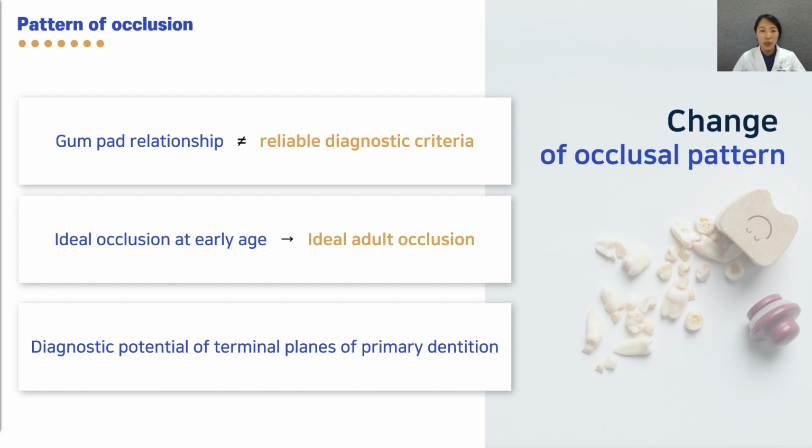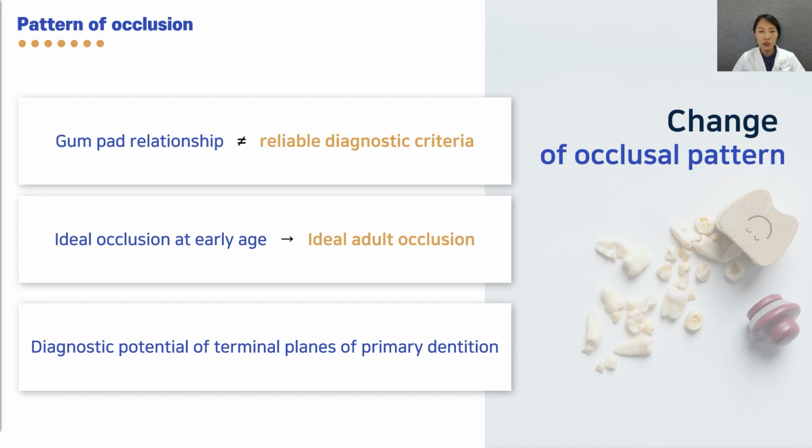Gum pad relationships before primary teeth eruption cannot be used as reliable diagnostic criteria in predicting permanent dentition relationship. However, by 3 years of age, the relationship between maxilla and mandible is well established, and the overall occlusal pattern does not change significantly thereafter. So, ideal occlusion at a young age predisposes to an ideal adult occlusion to a considerable extent.